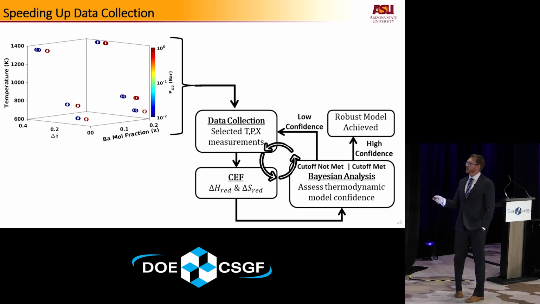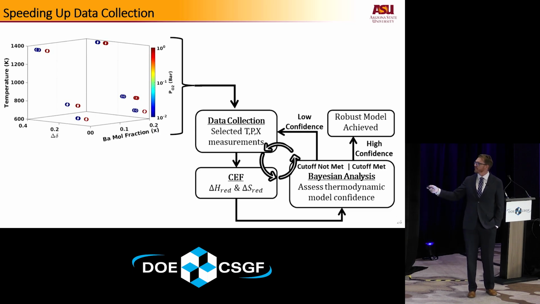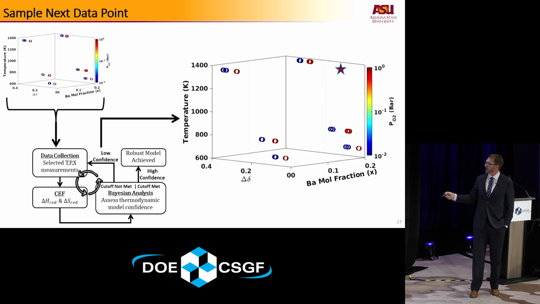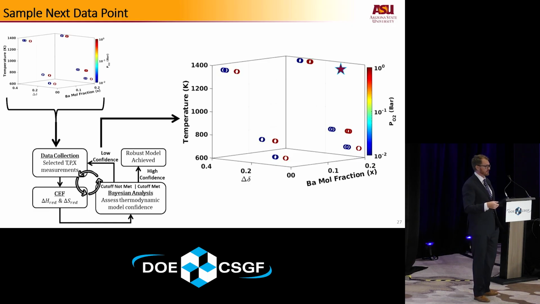And so the way this works in theory is you start with your very sparse data set. You pass it through that CrossFit CEF method that I introduced before this. You get your models, and then from those models, it tells you what point you should sample next. You add that to your data set, and you fit again.